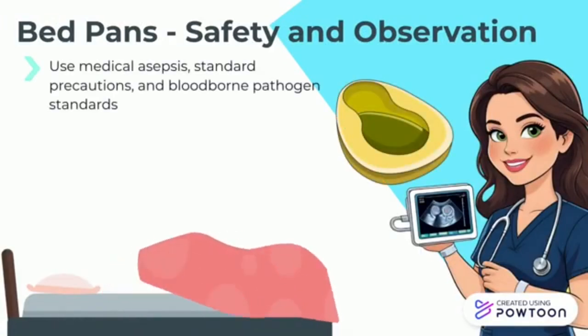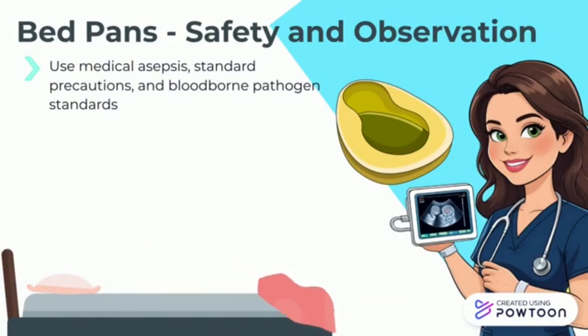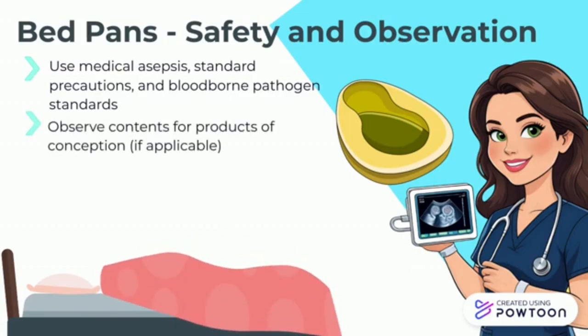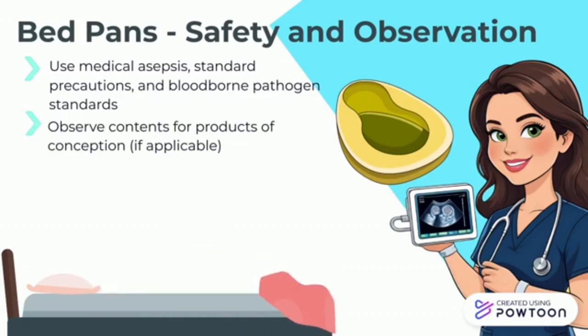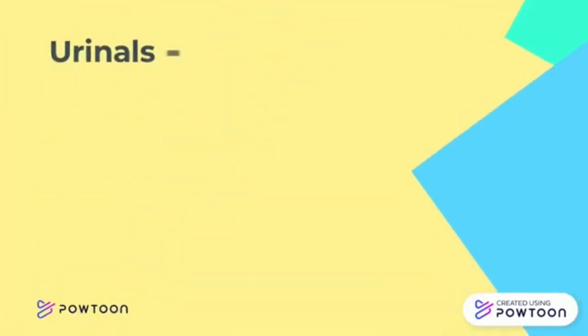Bedpans. First, when handling bedpans, always follow medical asepsis, standard precautions, and bloodborne pathogen standards to protect yourself and your patients. If you're assisting a patient of childbearing age who's having heavy vaginal bleeding, check for any products of conception. This could indicate a miscarriage and must be reported right away. Also, keep an eye out for anything unusual in the waste, such as strange color, volume, or consistency, and report it. Sometimes you may be asked to save a sample for lab testing, so know your facility's procedures.